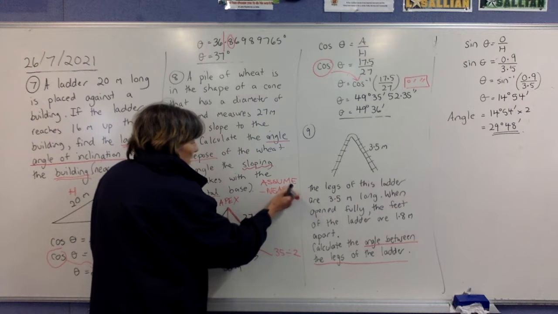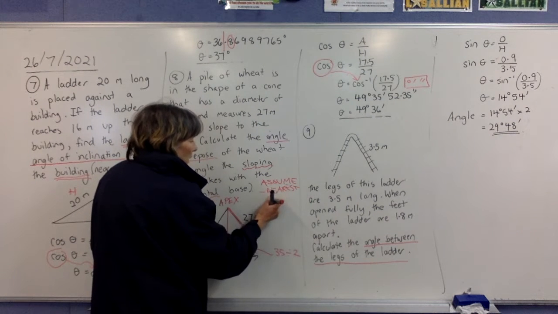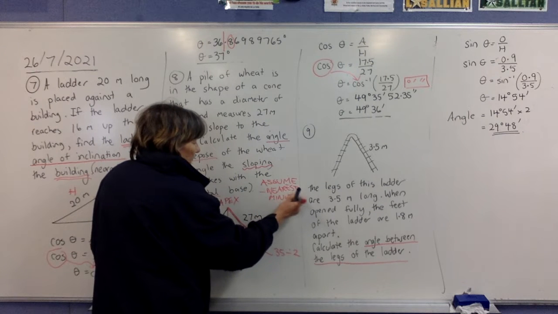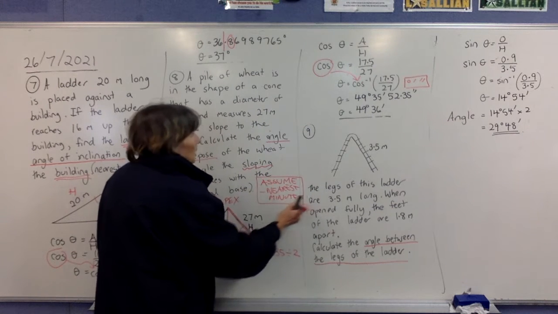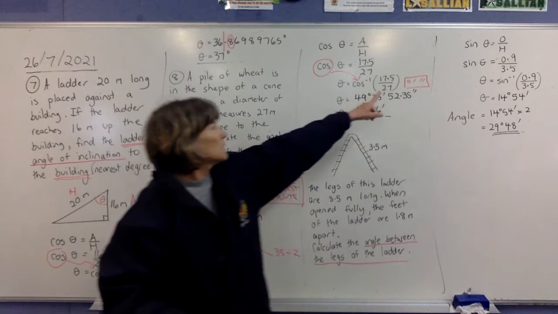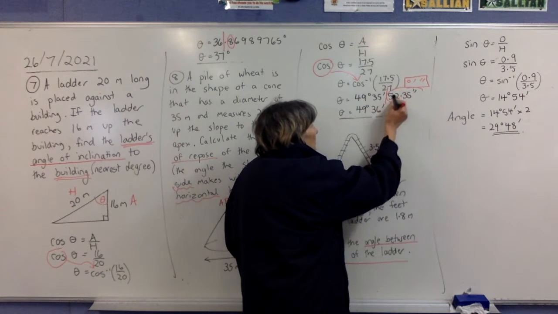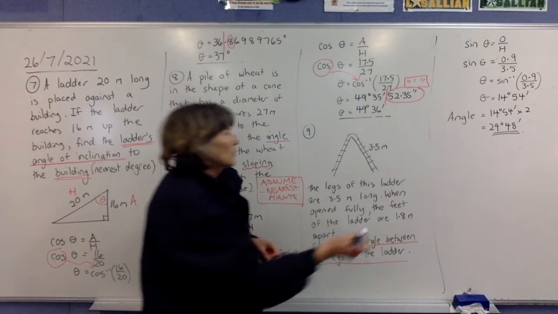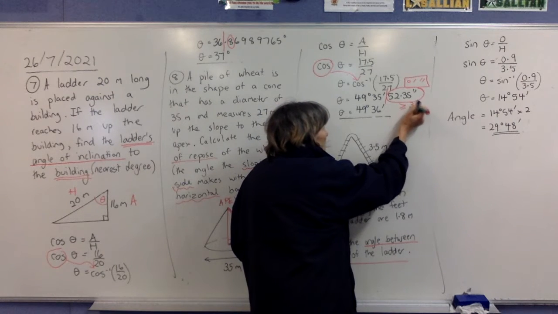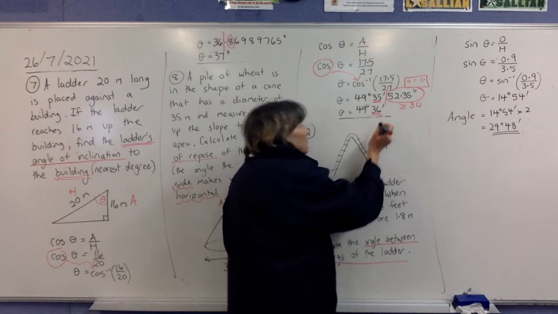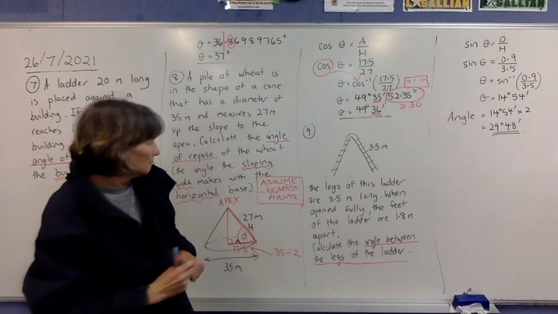So if they don't specify, we're going to the nearest minute. Okay, so we do press that button, it gives you that. We're going to the nearest minute. That's greater than or equal to 30, so this is going to go up by 1 and become 36 minutes.